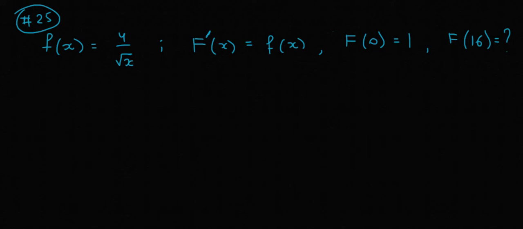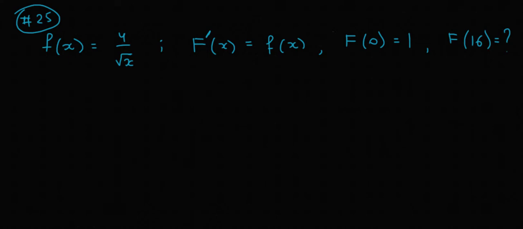In problem number 25, we are asked to find the antiderivative of the function f of x equals 4 divided by square root of x, satisfying the condition that the value of the antiderivative at x equals 0 equals 1. The original function is denoted by lowercase f of x. Its antiderivative is denoted by capital letter F of x.